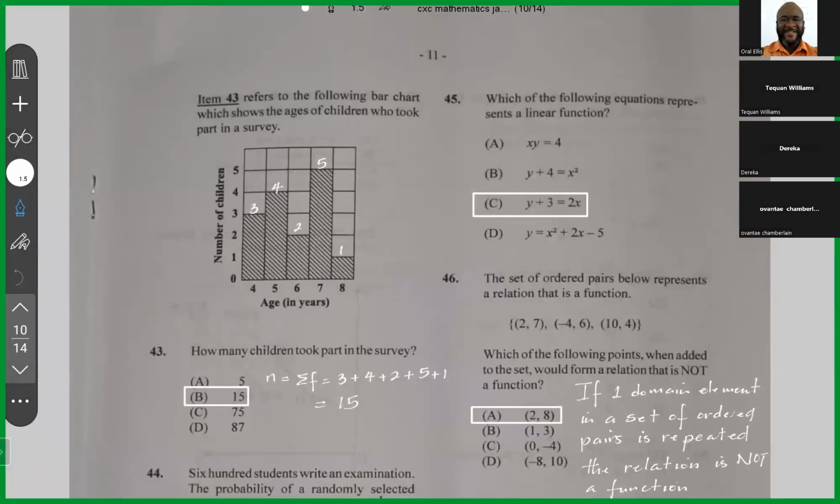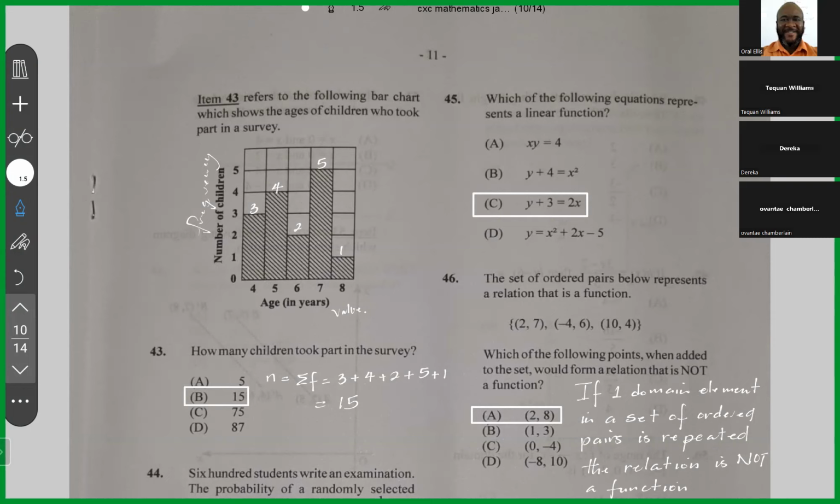Item 43, how many students took part in the survey? Now, the diagram you're looking at is a histogram. Over here, we have frequency. And down here, we have the value. Now, the value is years, and the frequency is the number of children. So the total number of children would be the sum of the frequencies. So you add them, 3 plus 4 plus 2 plus 5 plus 1. 15 children took part in the survey.